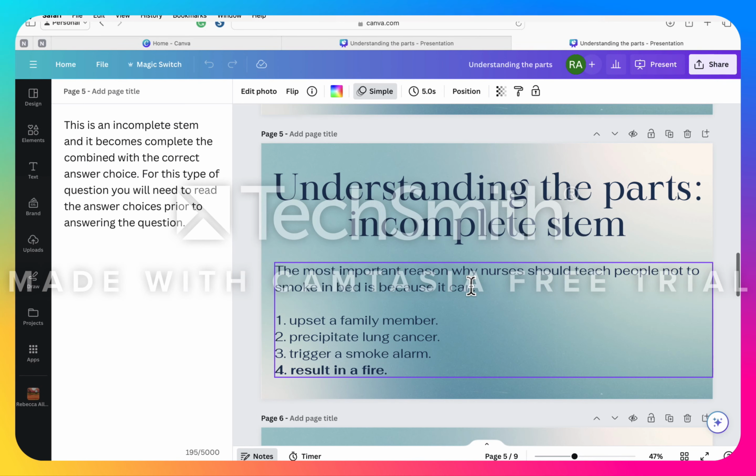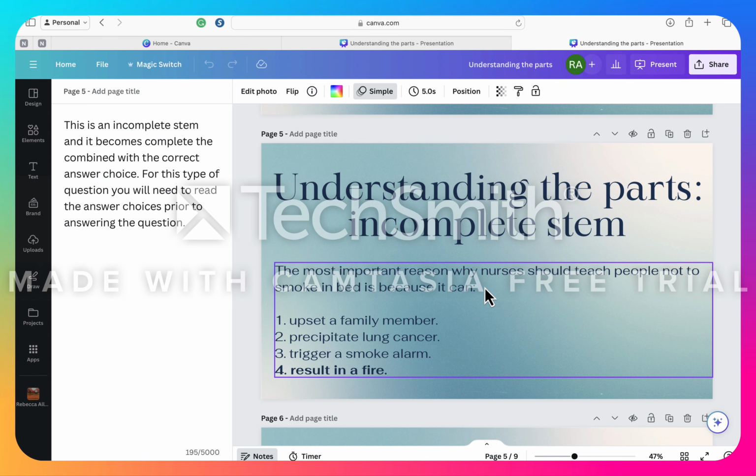Then we have some that are incomplete stems. These may have a colon at the end. They may have a comma at the end. They just may have nothing at the end. They don't have any kind of punctuation to make it a complete sentence itself. So with these, you're going to have to read all the answer choices to know how to answer it.